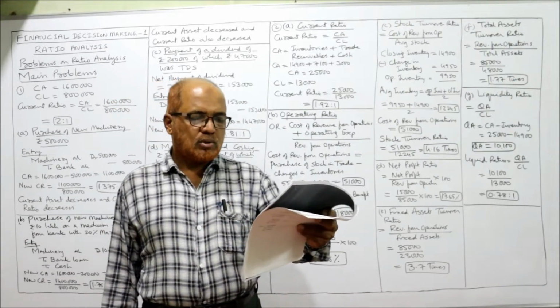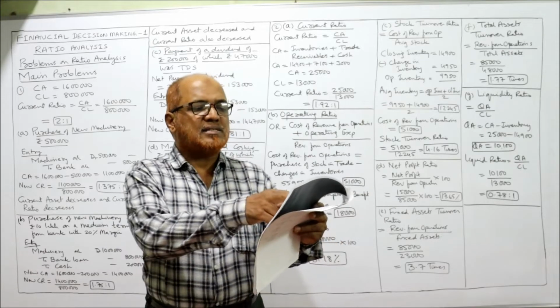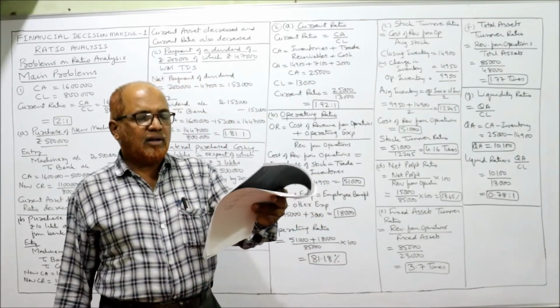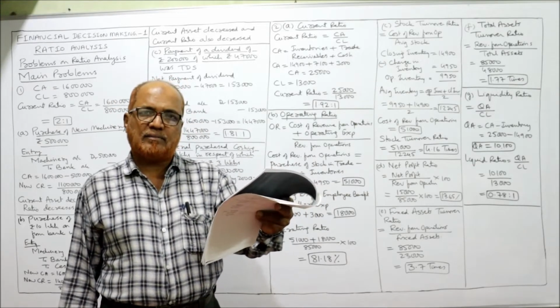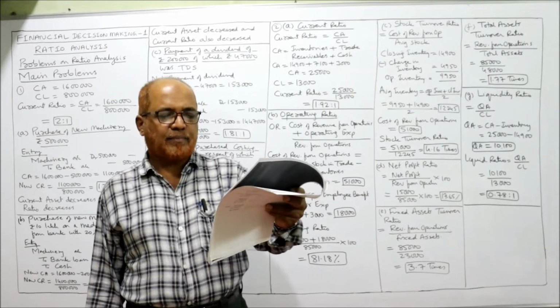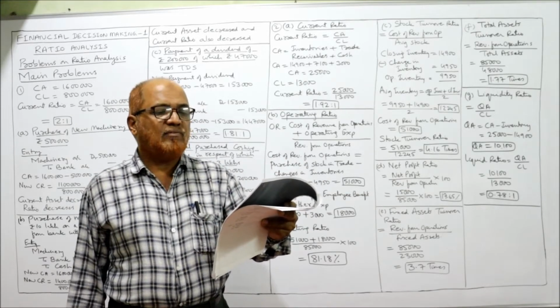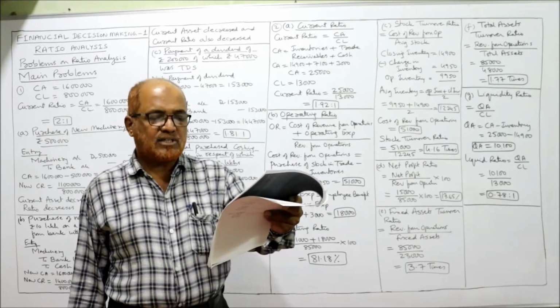Now notes to accounts. Other income. The other income is given in the statement 500. How we got this 500? Breakup is given. Dividend on investment 300 and profit on sale of investment 200. Total 500. That's the breakup of other income. Now change in inventories. In income statement we are given change in inventories 4,950.